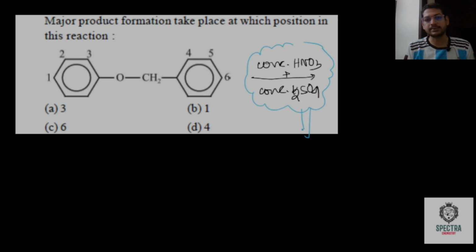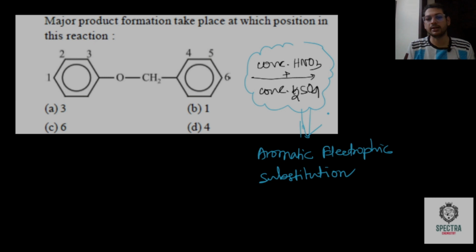As soon as I see this, I know that it is an aromatic electrophilic substitution reaction. Now in an aromatic electrophilic substitution reaction, you will get an electrophile. And what is the electrophile? From here you will generate NO2 plus.